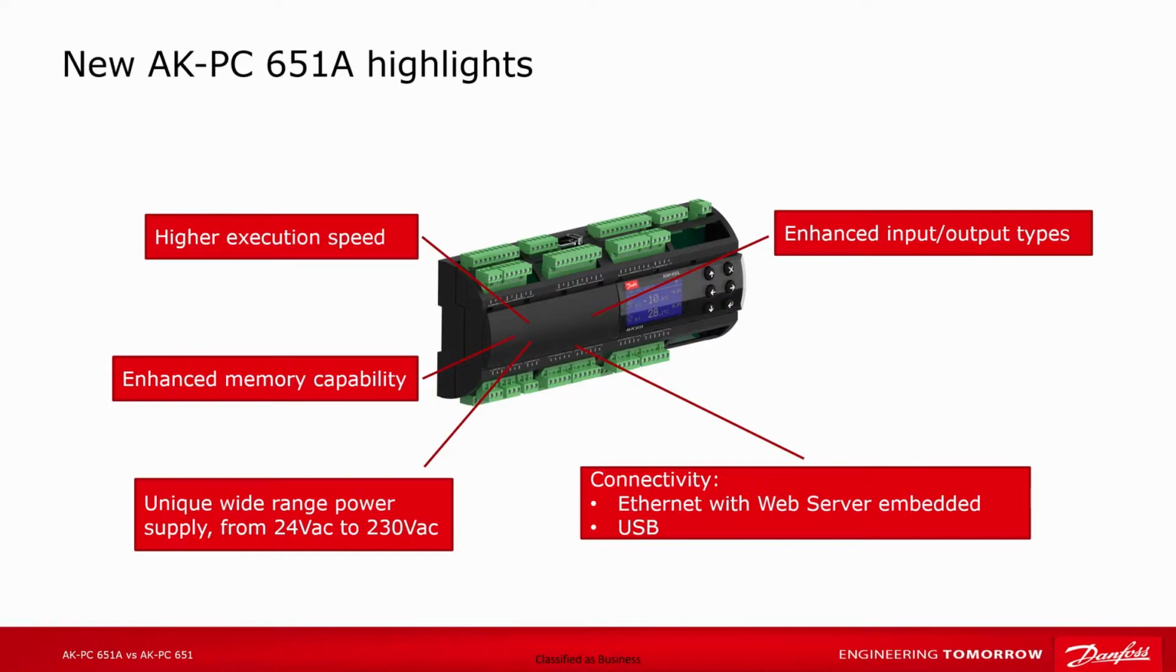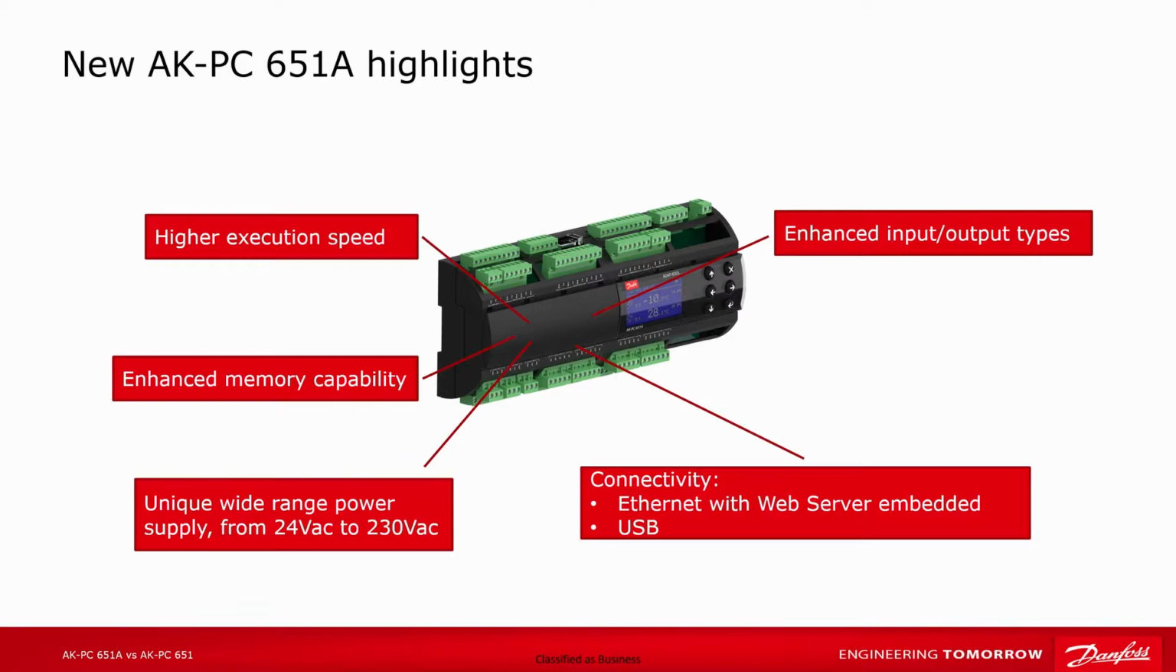The enhanced memory capability. It means that now we have internal space for log history, for images and other files as well in the web server. We'll talk more about that later. We have now a possibility to power supply your controller using a unique wide range power supply. You can use from 24 VAC to 200 VAC. It means that now it's much easier to power on your controller.